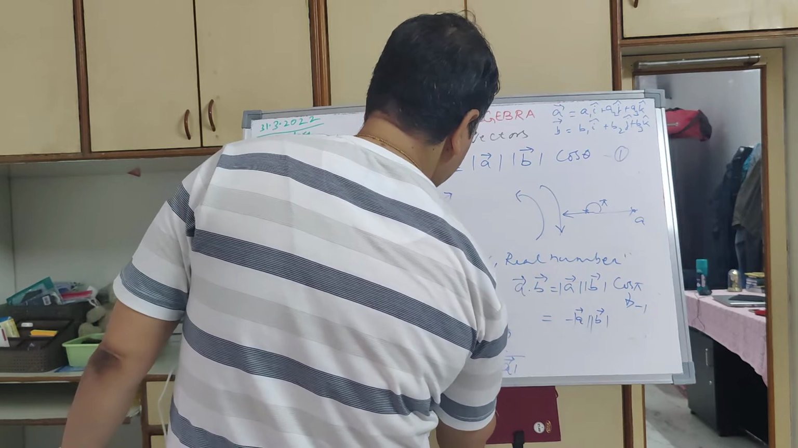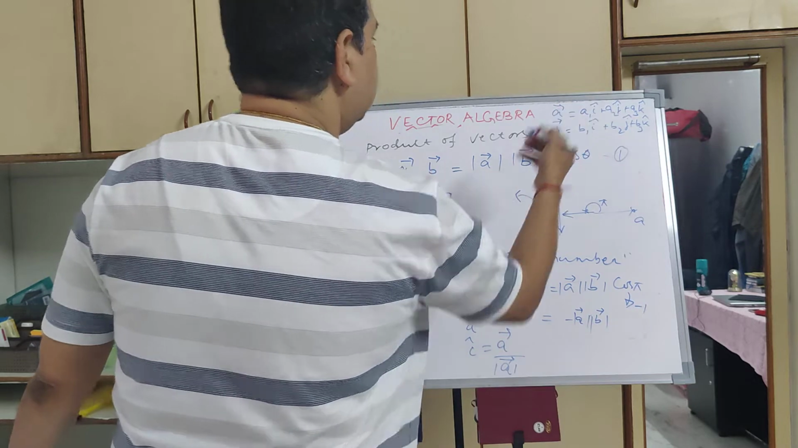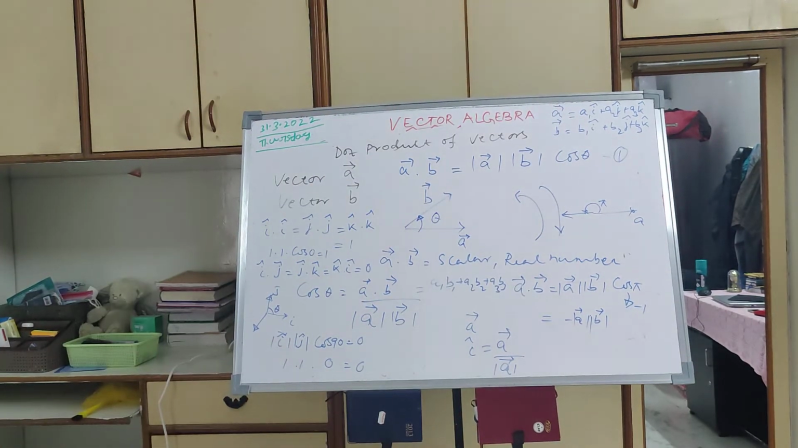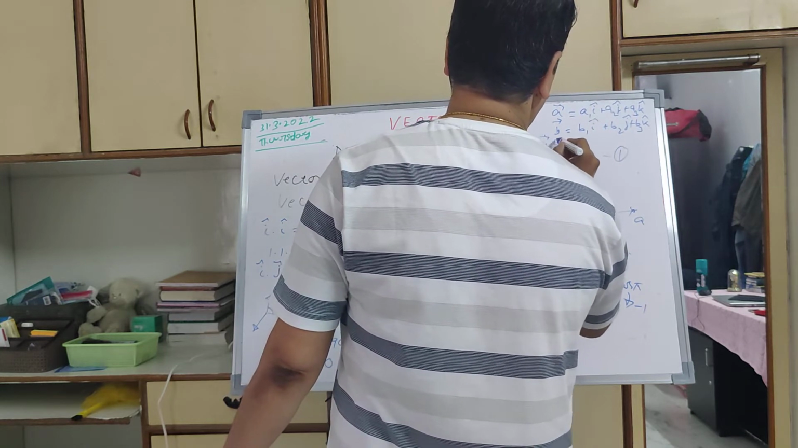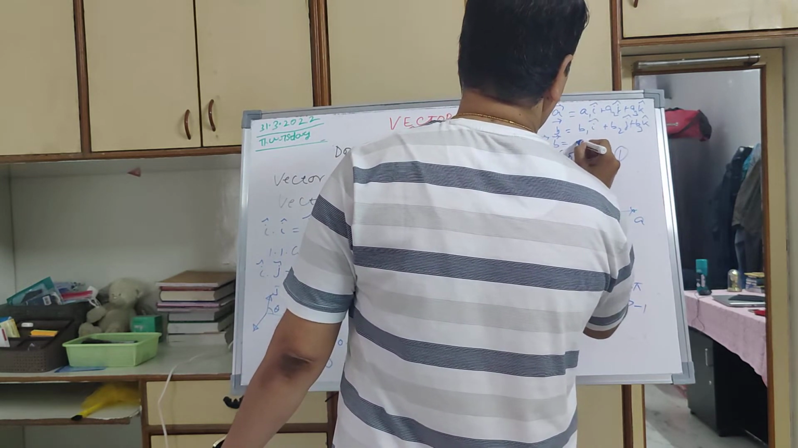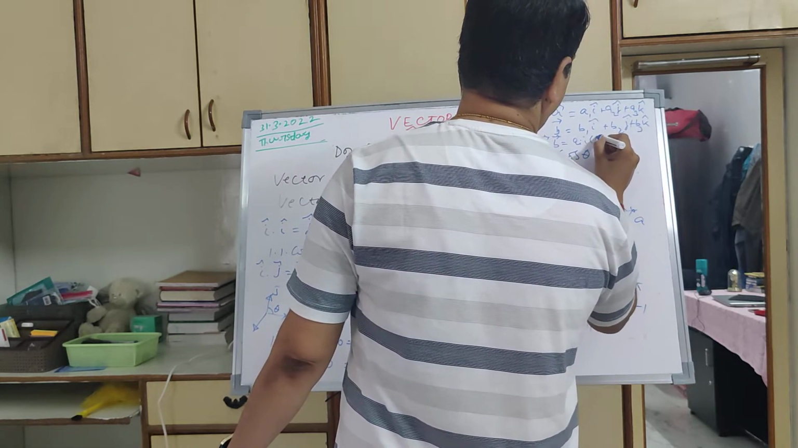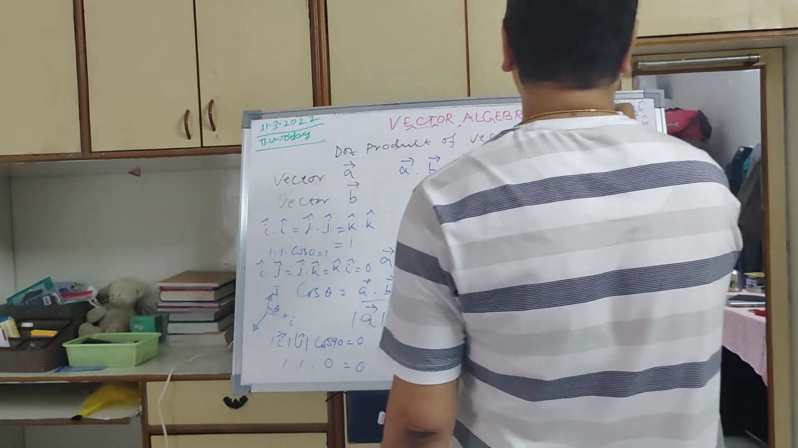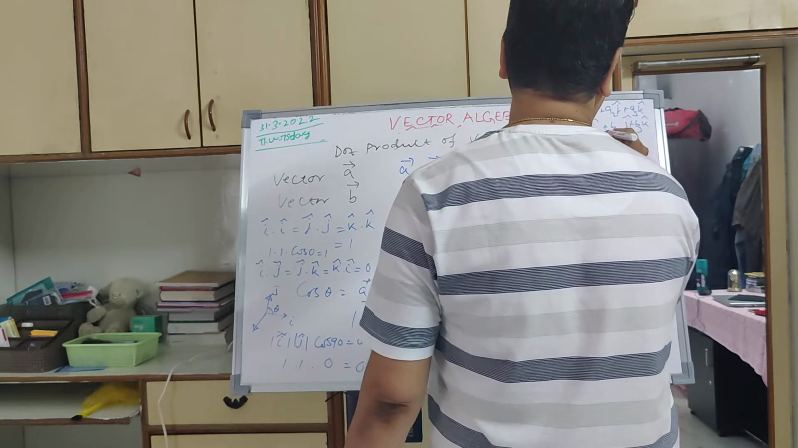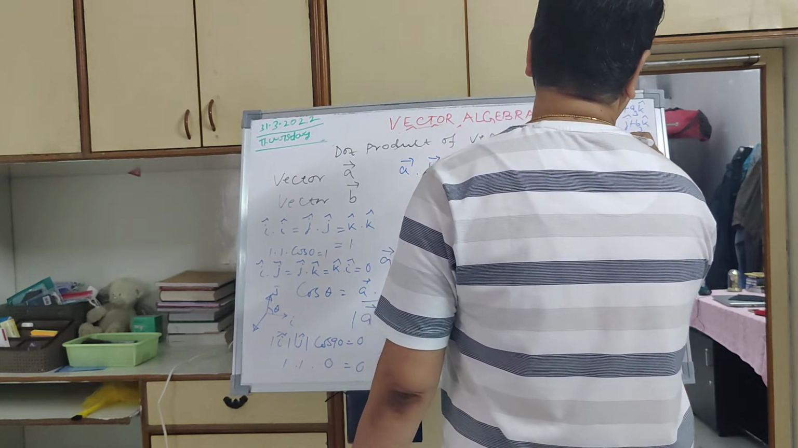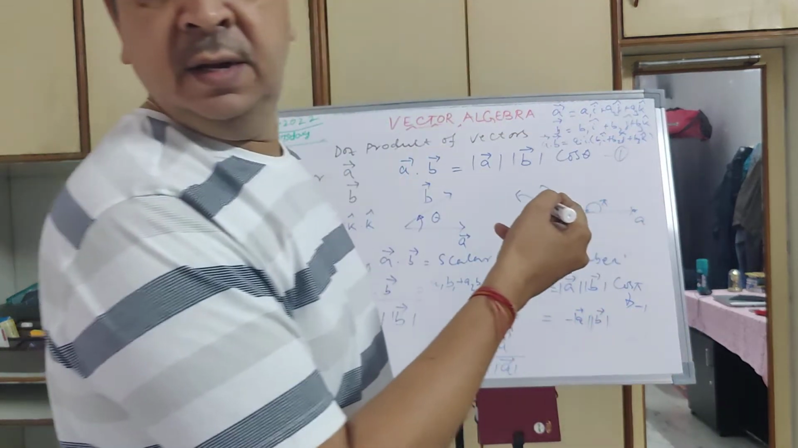A1 B1 plus A2 B2 plus A3 B3. So this is the product A dot B. How did we get it? Say the first term: A dot B is equal to A1 I into B1 I plus B2 J plus B3 K. This is one term, okay?